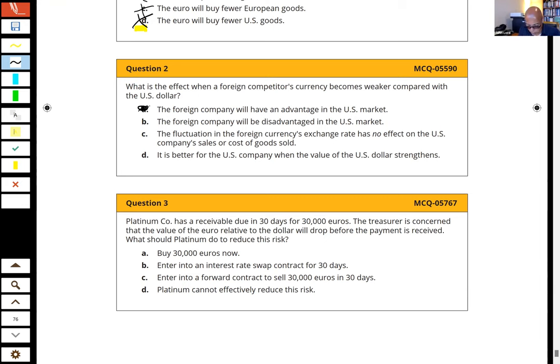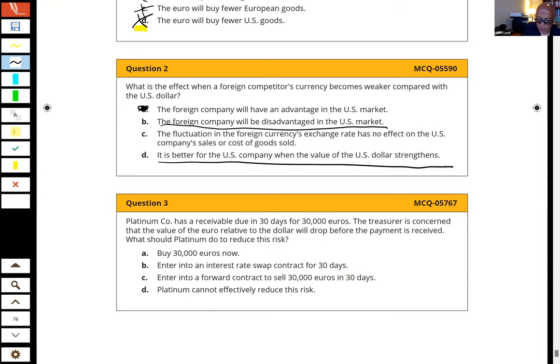I don't know what they're talking about. Is there some way I can increase my chances of getting this question correct? So it says, what is the effect when a foreign competitor's currency becomes weaker compared with the US dollar? Now, if you read through the choices, let's look at B: the foreign company will be at a disadvantage in the US market. And then when you look at D, it says it is better for the US company.